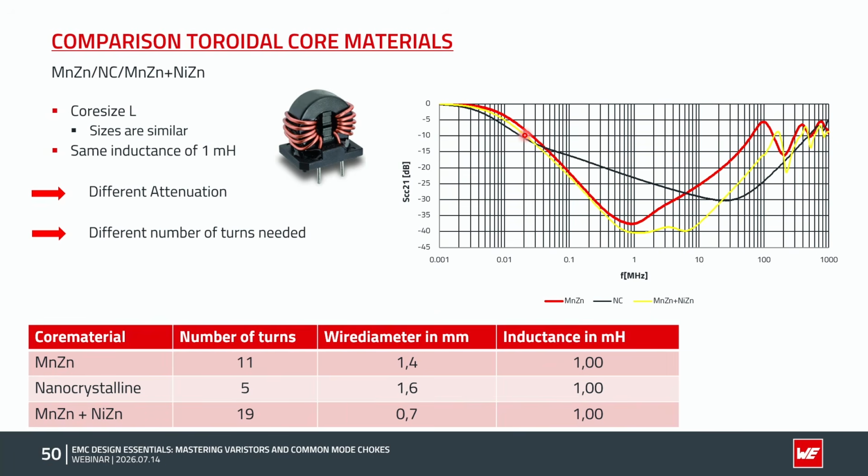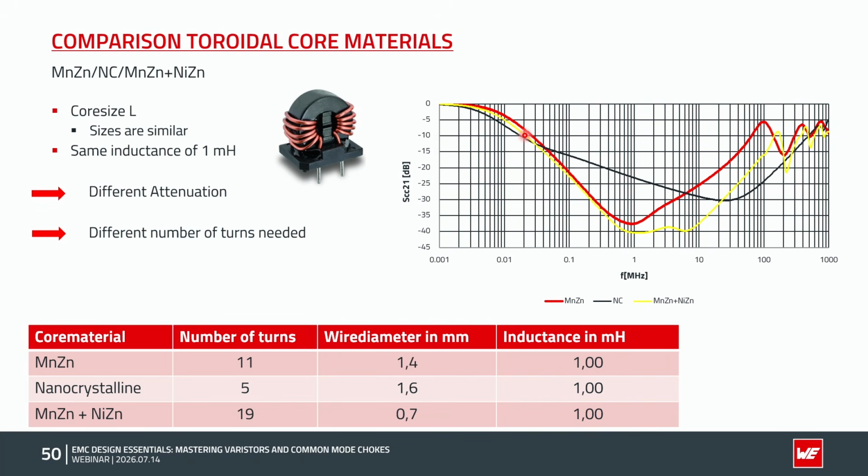It's quite often that an inductor or common mode choke is only chosen by the inductance value. Here I want to show that this is not the best way. All three of these components have an inductance of 1 millihenry, but the attenuation could be different depending on the frequency. So if you want to choose the best component for your application, it's always better to have a look at the attenuation or impedance curves and check the attenuation at the needed frequency.